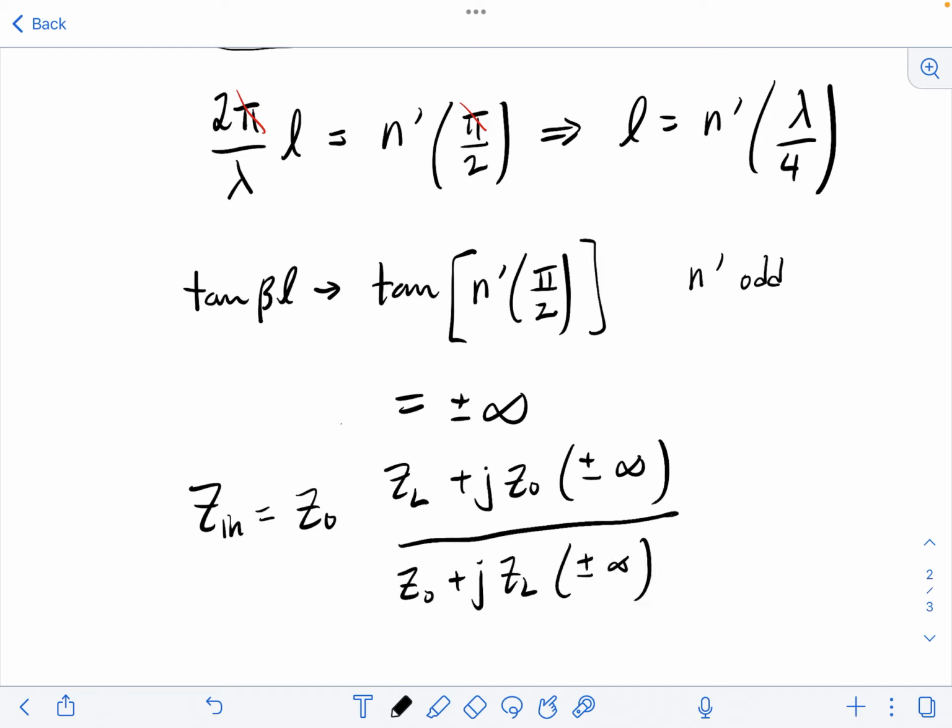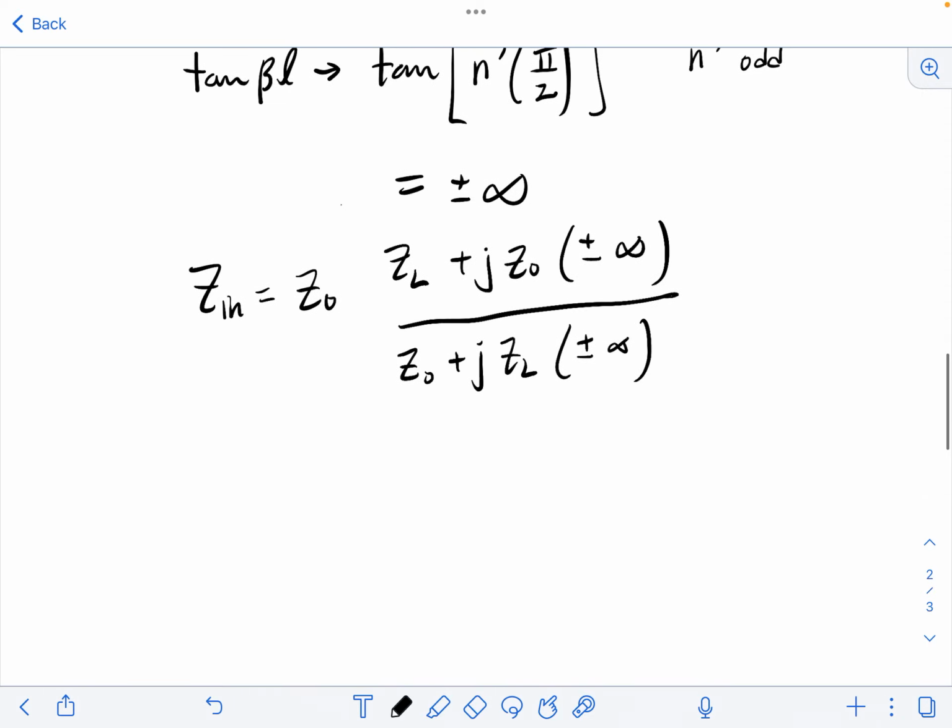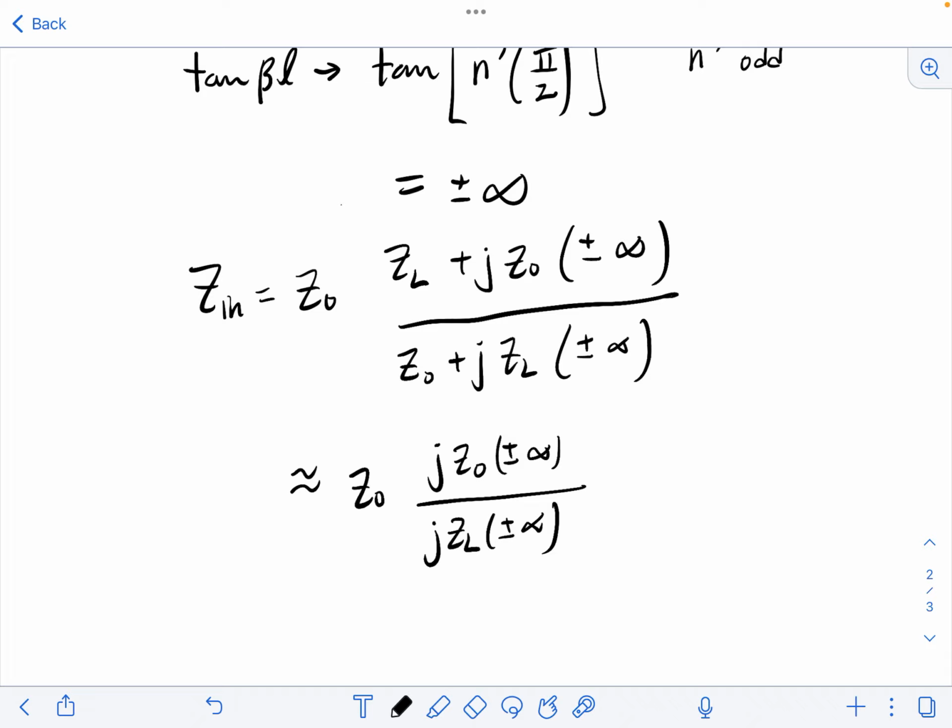Okay, so this imaginary term is going to dominate the real term in both the numerator and the denominator, and so this is going to be Z0 over JZ0 plus or minus infinity over JZL plus or minus infinity. So the J's cancel. The tan beta L's are the same infinities, and so they cancel.